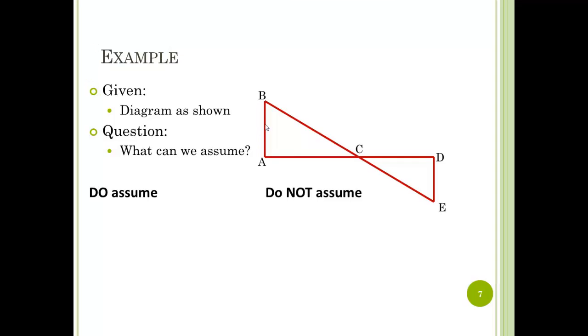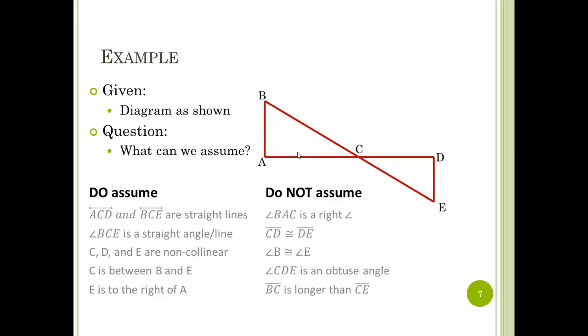So here's a good example. I've got this diagram here, and all I'm given is this diagram. So what can we assume? Okay, we can assume that ACD and BCE are straight lines because they're drawn as straight lines. We can't assume that BAC is a right angle. There's no little box here. I just put it there, but originally there's no box showing that it's a right angle, so we couldn't assume it unless that was there.